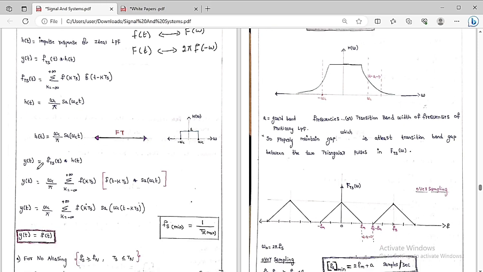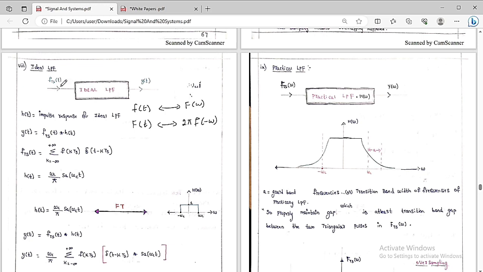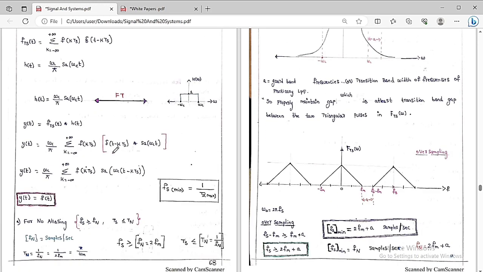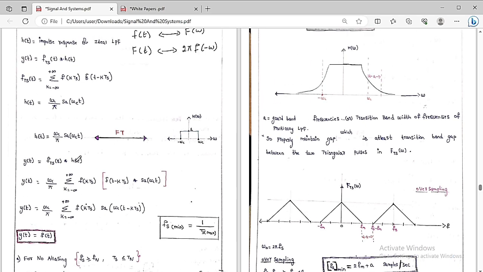Now, what is y of t? y of t is nothing but the convolution of f(t) Sa of t with h of t. So now do the convolution of these two things, f(t) Sa of t and h of t. h of t you already know. So if you do the convolution, what are you going to get? Omega c by pi is a constant.